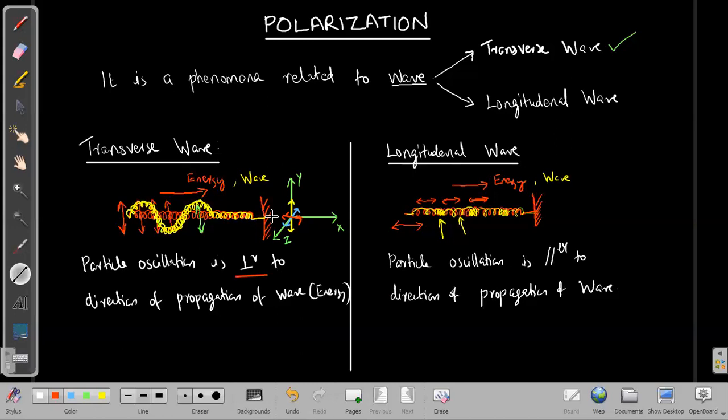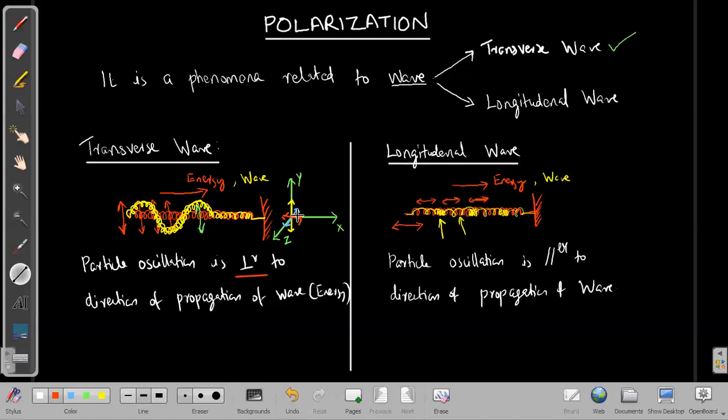Okay, but in case of a transverse wave, there is a choice for the direction of oscillation. So here comes the importance of polarization. So what is polarization?